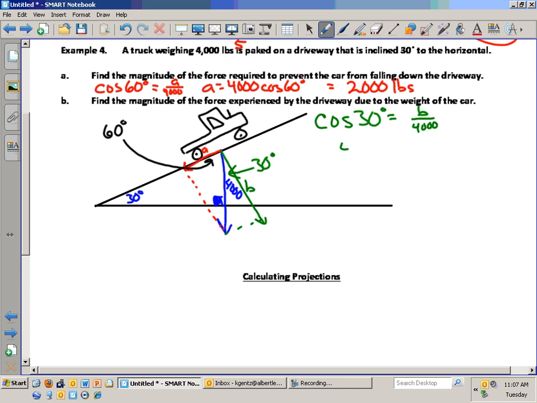Multiply both sides by 4,000. Samantha, you have a question? Well, you can see that by definition, the green vector here is perpendicular to the surface. So therefore, it must add up to 90. We have 60 and we have 30, which makes 90. Is that okay? Devin, then Jalen. Again, you have a 90-degree angle formed right here. So 4,000 is the hypotenuse. B is my adjacent side.